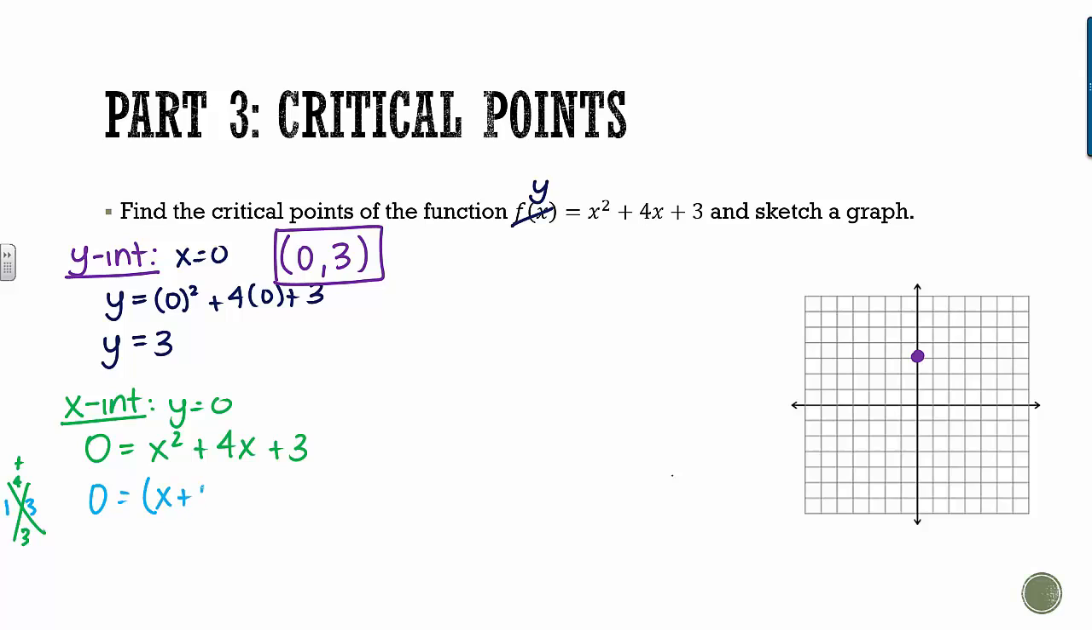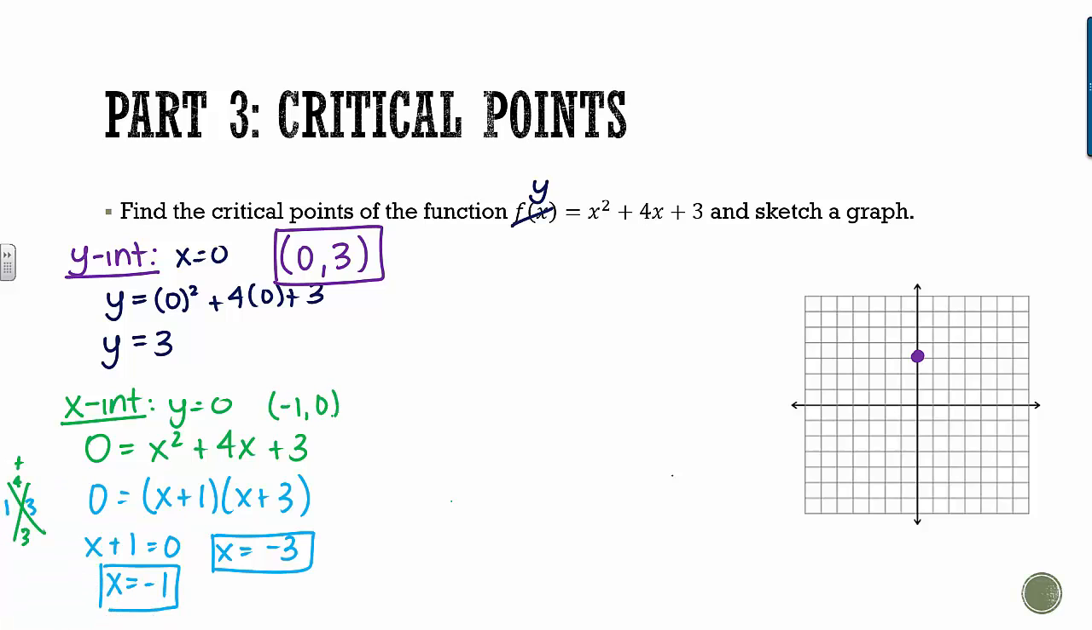So we get x plus 1 times x plus 3. And then we can use the zero product property to find out what x equals. So we get x equals -1 and x equals -3. So we just made two more points. We plugged in 0 for y and we got out -1, 0 and -3, 0.